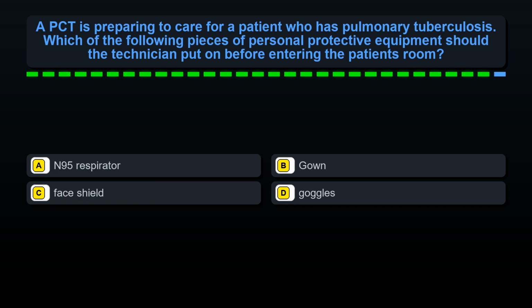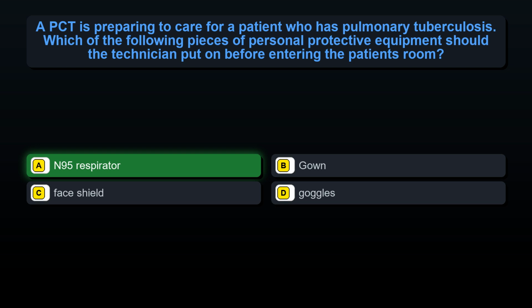Question 6. A PCT is preparing to care for a patient who has pulmonary tuberculosis. Which of the following pieces of personal protective equipment should the technician put on before entering the patient's room? Option A. N95 respirator. Option B. Gown. Option C. Face shield. Option D. Goggles.